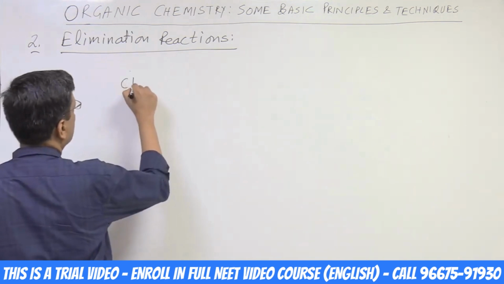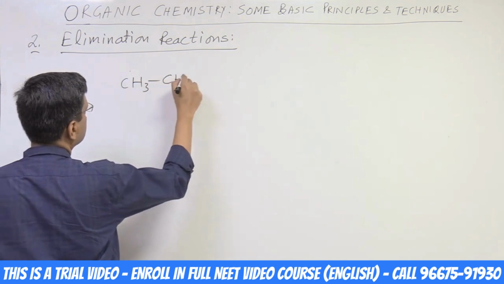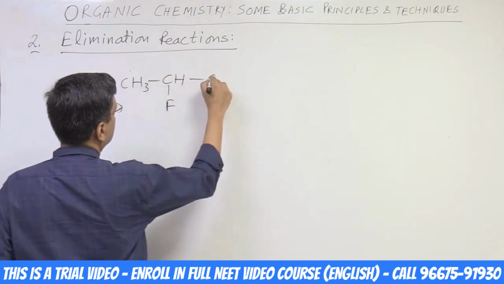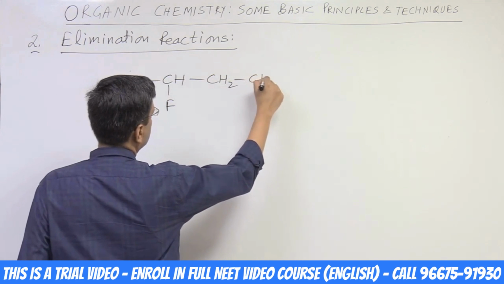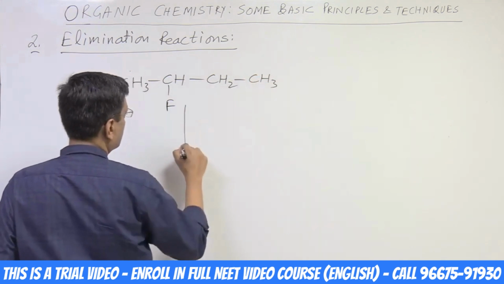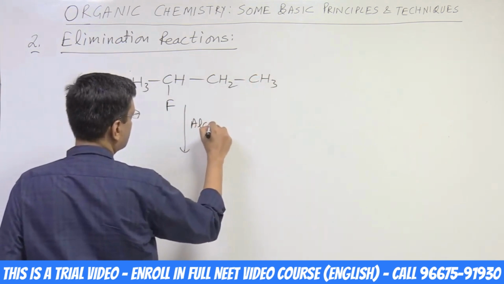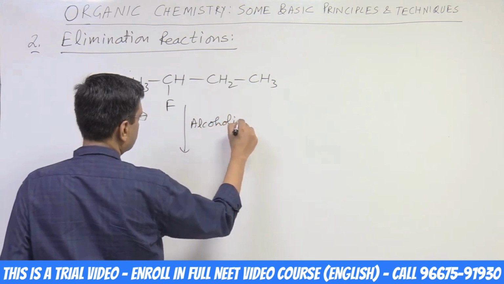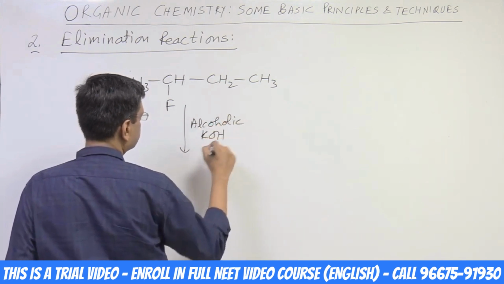See, in case of fluoride ion, CHF, CH2, CH3. If it is reacted with alcoholic KOH, then what product is obtained?